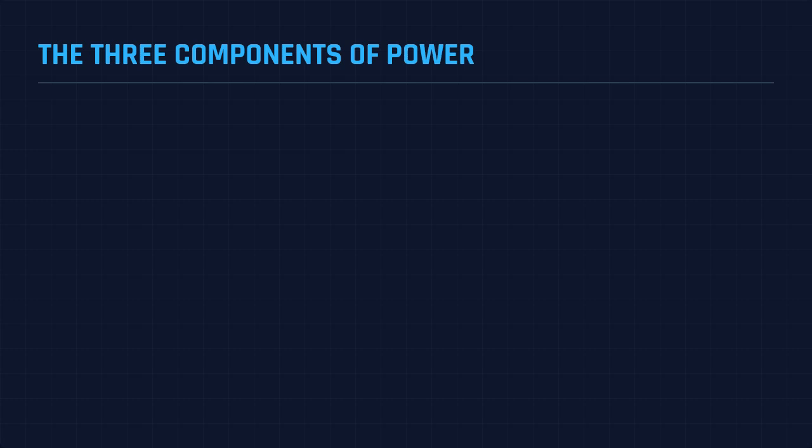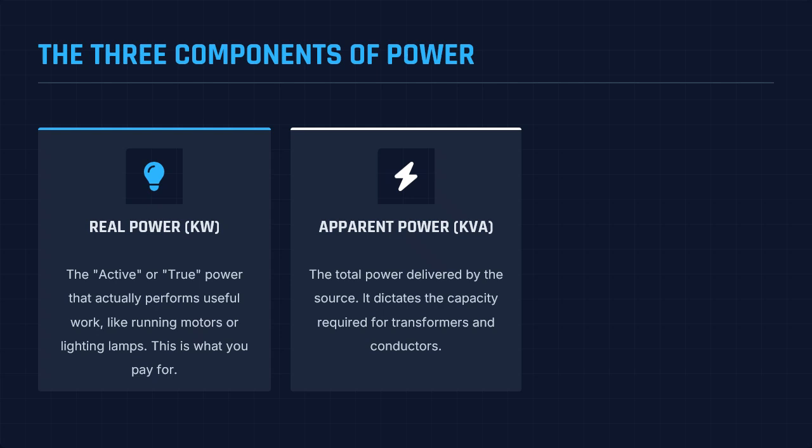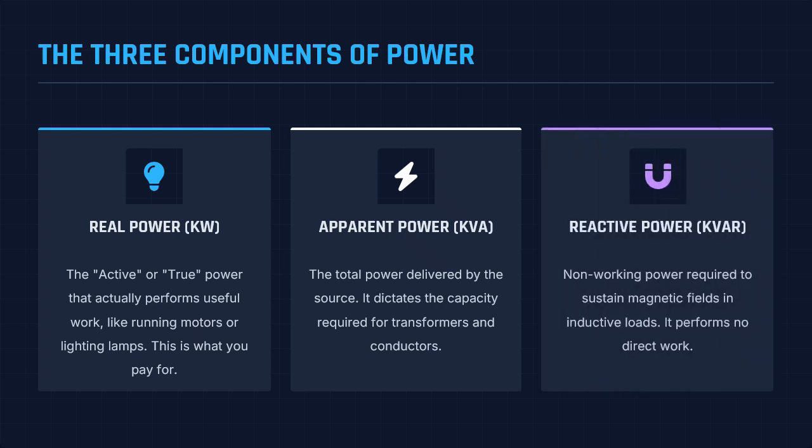The three components of power. To understand that ratio, we must distinguish between the three components of power. First, we have real power. This is the active power that actually runs your motors and lights. It's what you want to pay for. Second is apparent power, which is the total capacity the utility must deliver to your site. And finally, reactive power. While it performs no direct work, it is physically necessary to sustain magnetic fields in inductive loads like transformers and motors.